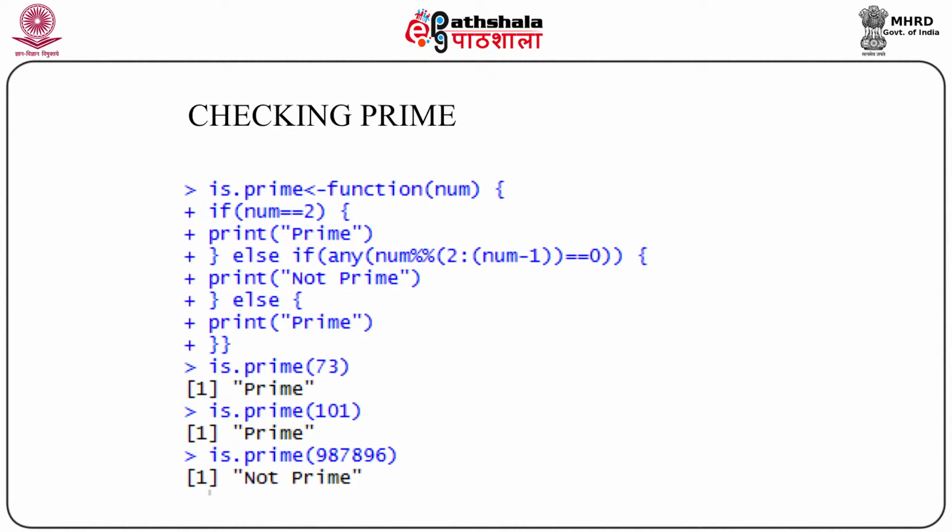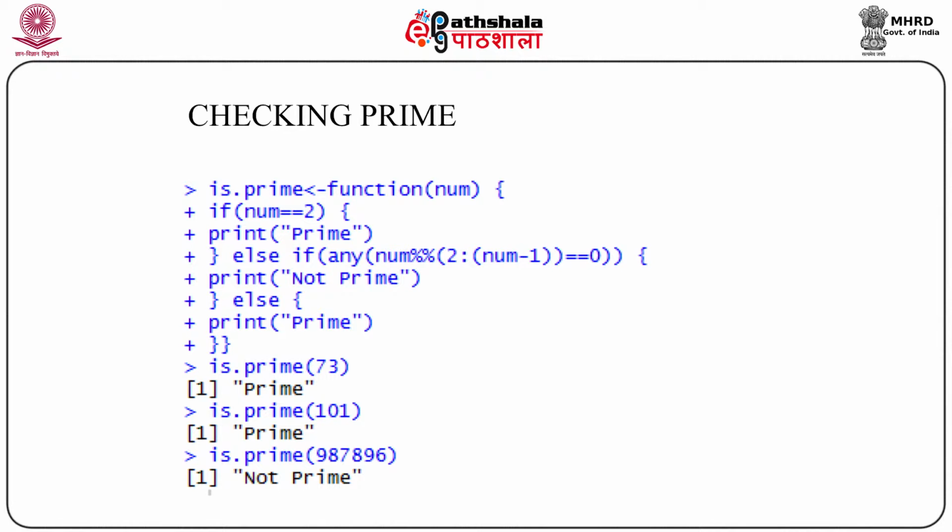Now, suppose a number is given to you, then how will you tell whether it is prime or not? We know that a number is considered to be prime if it is not divisible by any other numbers other than 1 and itself. Use that logic here. We are naming the function is.prime and considering it to be a function of NUM, that is the abbreviation of number.